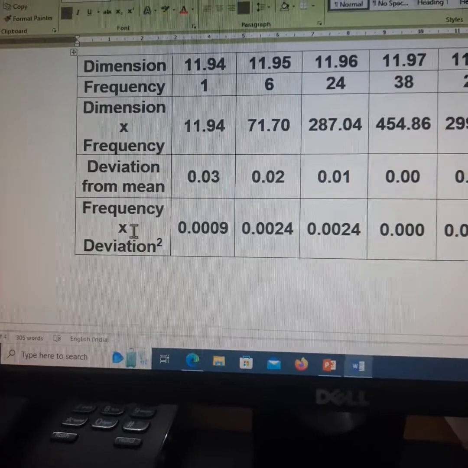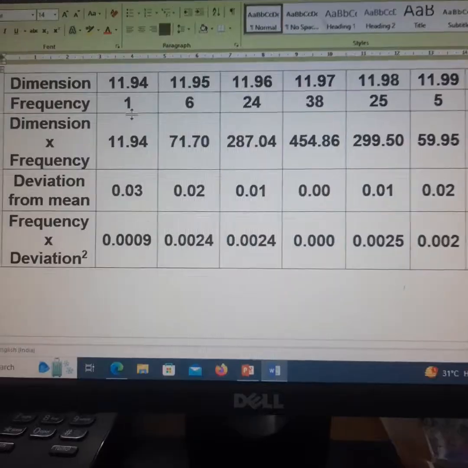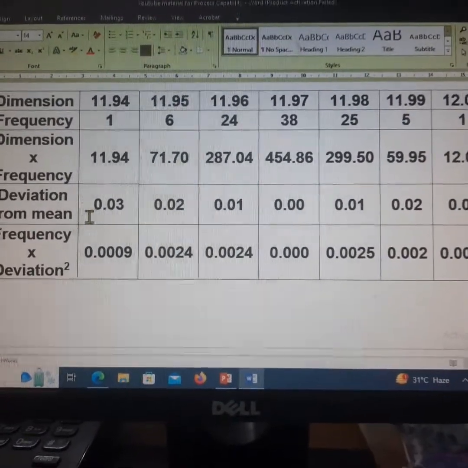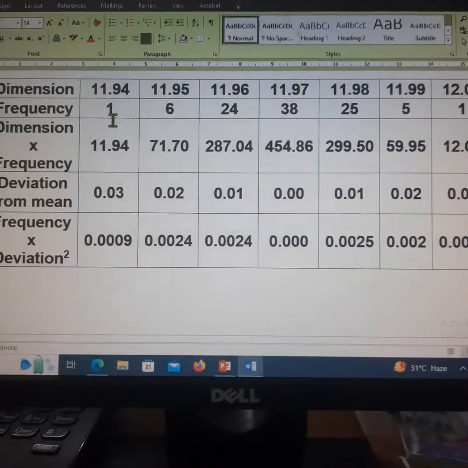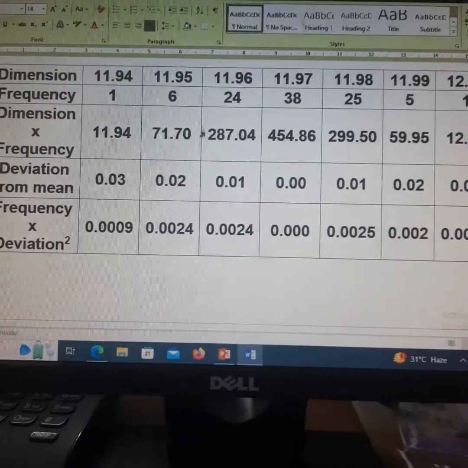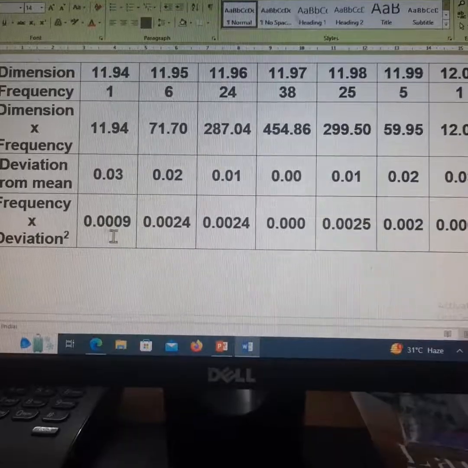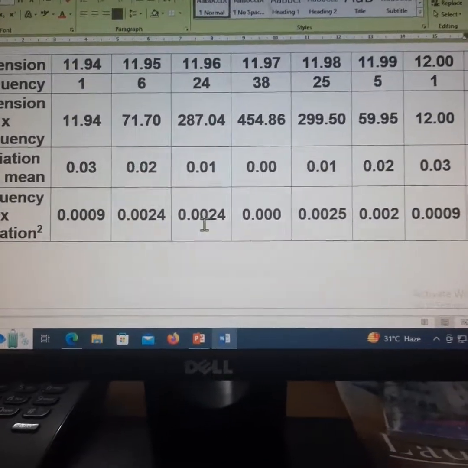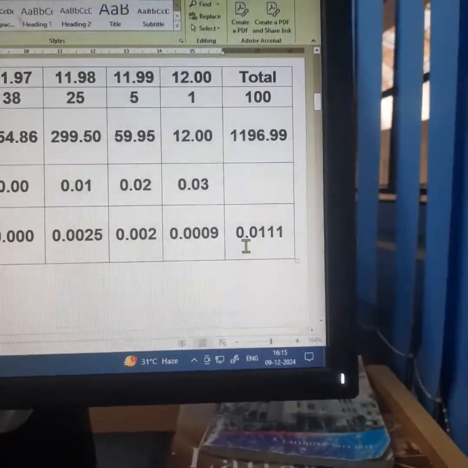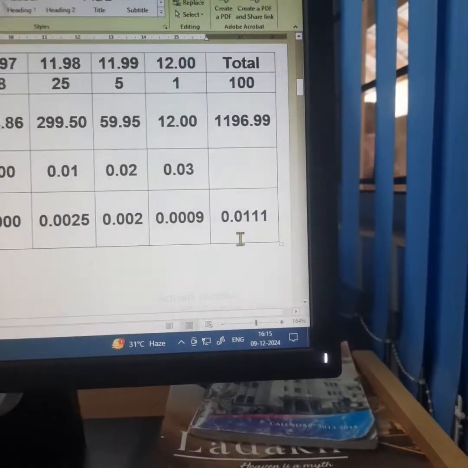Then the last row, the fifth row, is frequency into square of deviation. So you multiply the frequency with the square of the deviation. 1 into 0.03 square gives 0.0009. Like that, 6 into 0.02 square gives 0.0024. We fill the last row in this way, and the total of the last row comes to 0.0111.